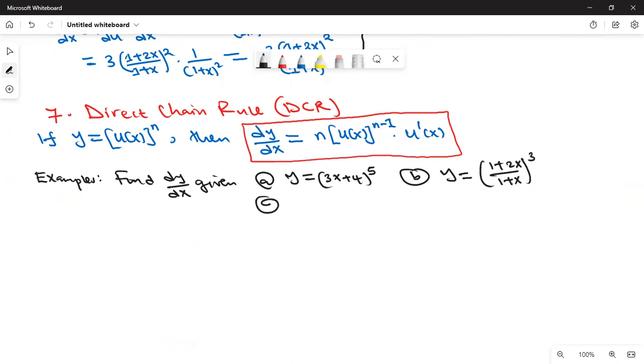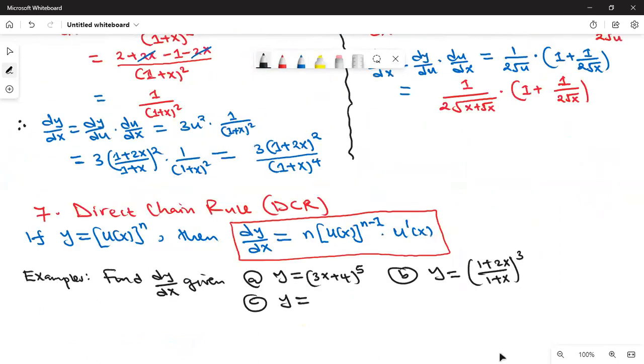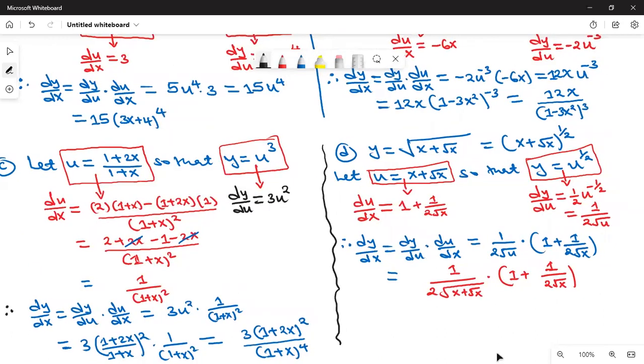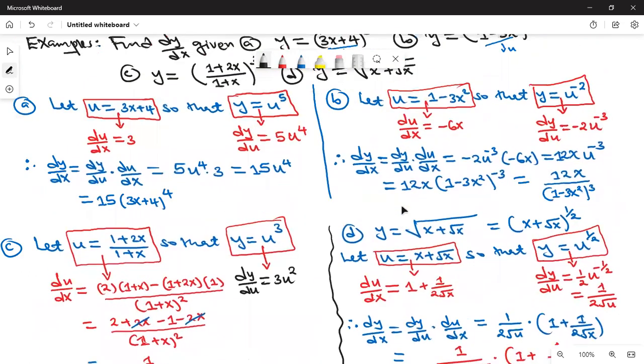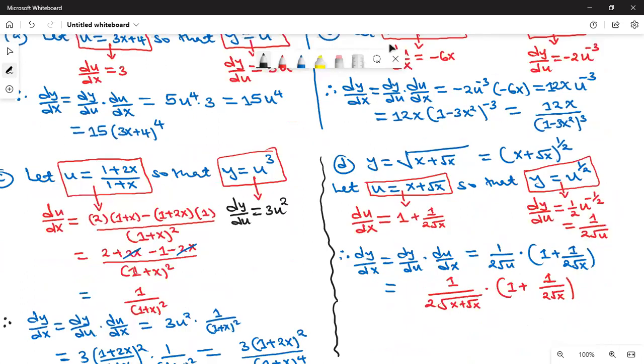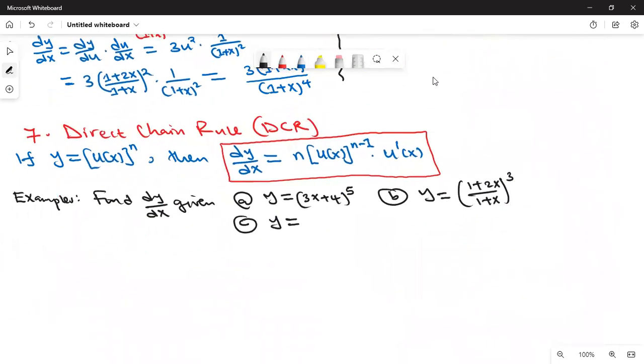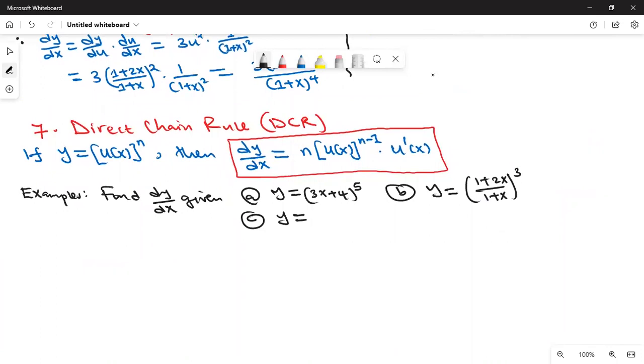In part C, pick the same equation that we had in part C. I have changed these ones. The one I've written as part B was part C. In part B, we had 1 minus 3x squared raised to negative 2. So I'll just change the numbering. 1 minus 3x squared raised to negative 2. Instead of this being part B, this will be part B, and this other one is part C.